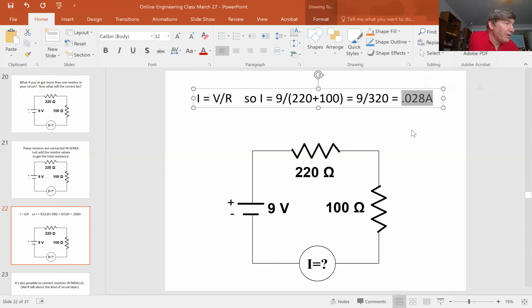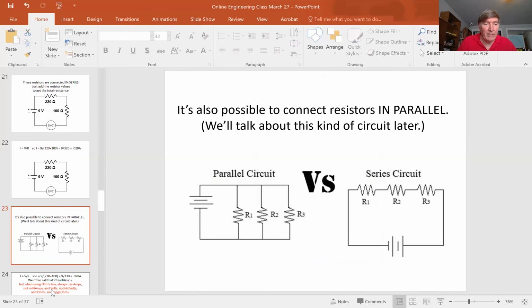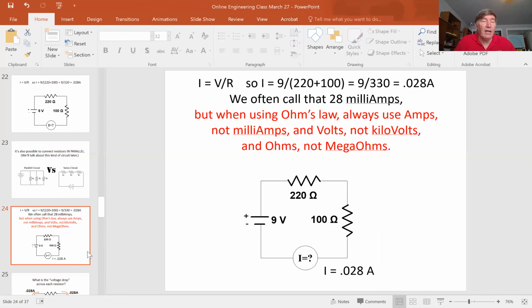Okay, it's scrolled up here. So Van and David both decided that instead of writing their answer as 0.028, they wanted to call it 28 milliamps. All right, so that is an important thing that you guys need to know.